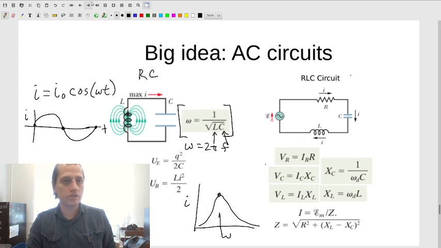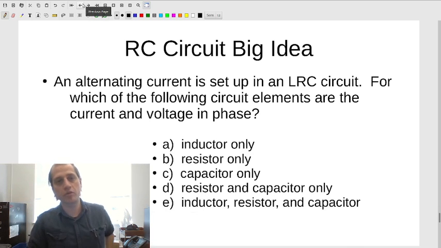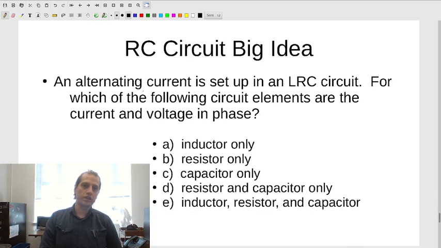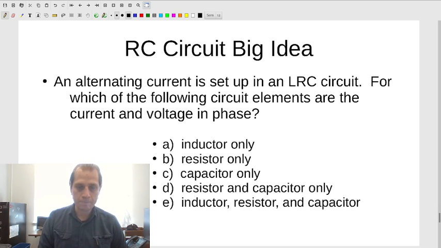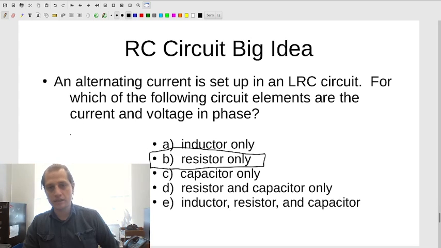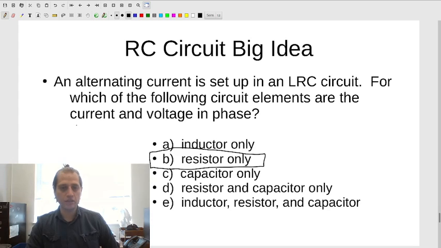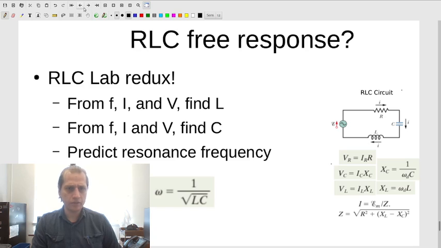So let's just see what are some okay questions I could ask you on this. An alternating current is set up in our LRC circuit. For which of the following circuit elements are the current and voltage in phase? Well, that is the resistor only. For the inductor and the capacitor, it's 90 degrees out of phase, either leading or lagging the voltage.